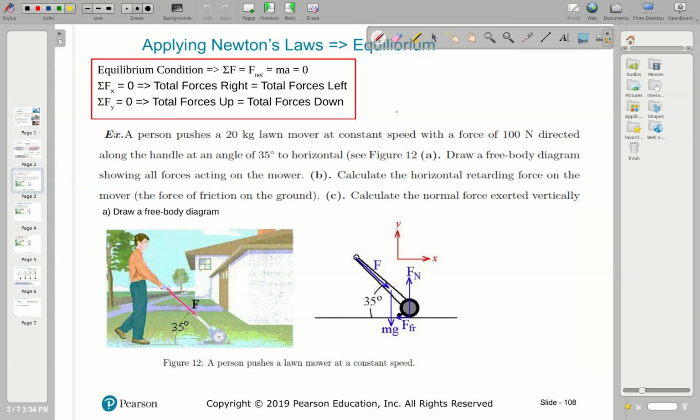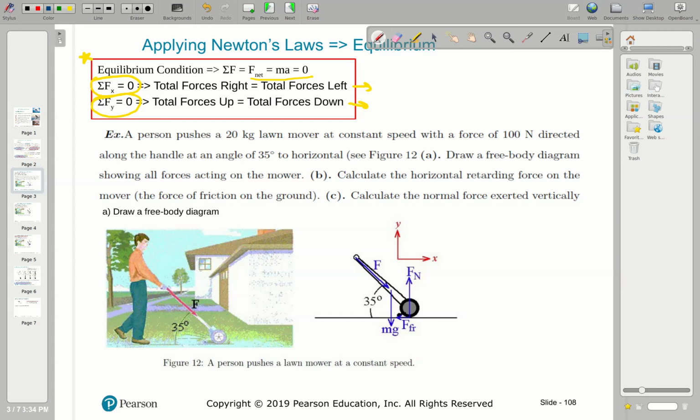And I'm going to teach you this directly through problems. Here are simple equations. F net is 0 because acceleration is 0. Total forces left are equal to total forces right. Total forces up are equal to total forces down. And this comes from the fact that we apply that along x and along y separately. Total Fx is 0. Total Fy is 0. And let's now apply them.